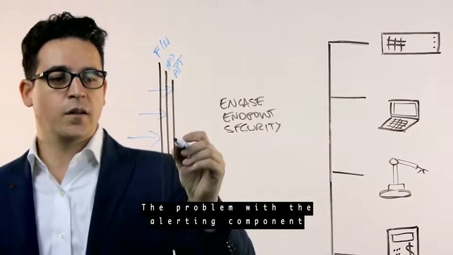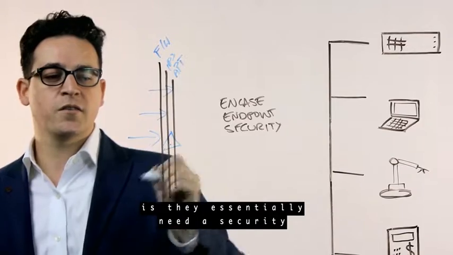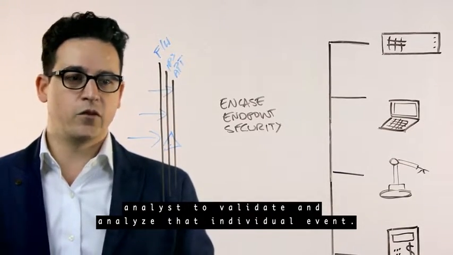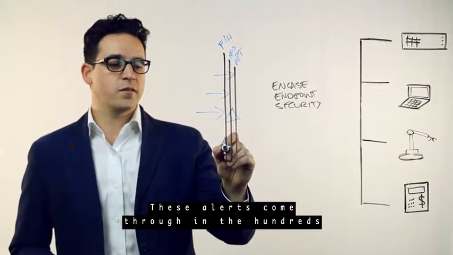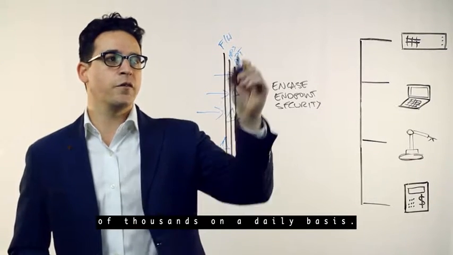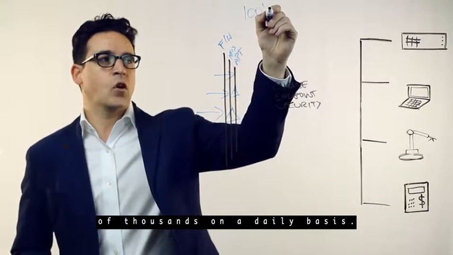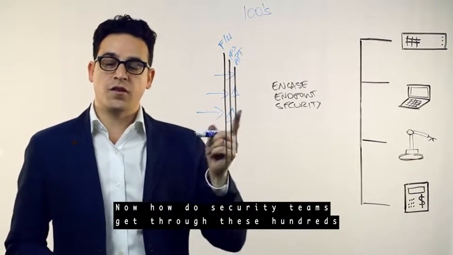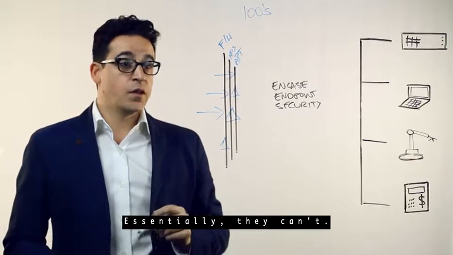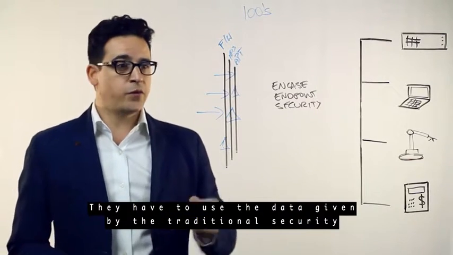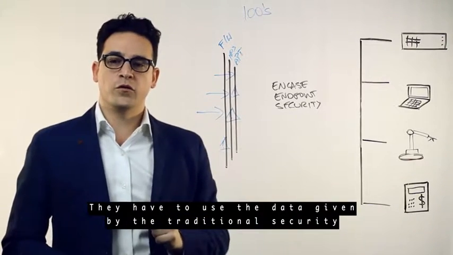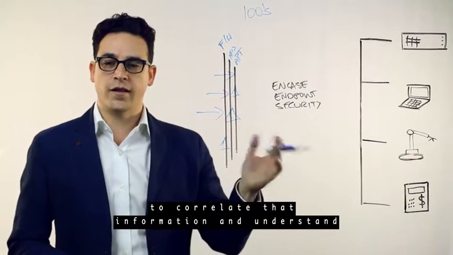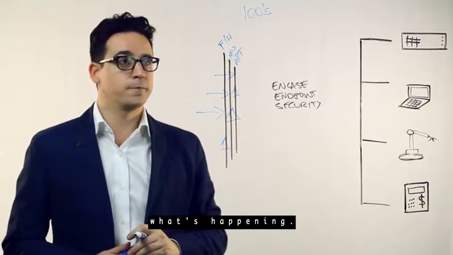The problem with the alerting component is they essentially need a security analyst to validate and analyze that individual event. These alerts come through in the hundreds of thousands on a daily basis. Now, how do security teams get through these hundreds of thousands of alerts? Essentially, they can't. They have to use the data given by those traditional security technologies and have no endpoint context to correlate that information and understand what's happening.